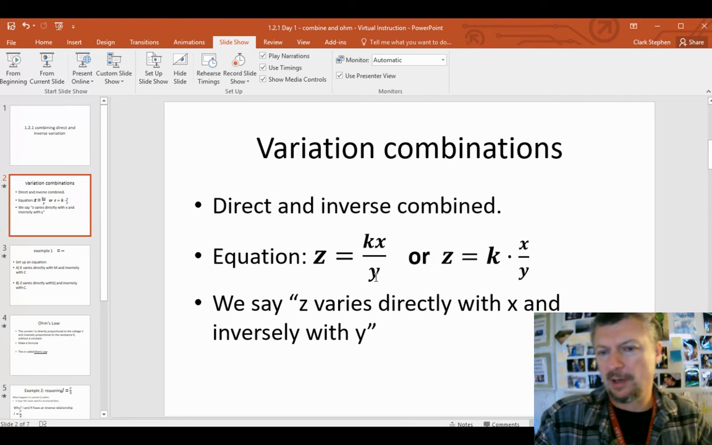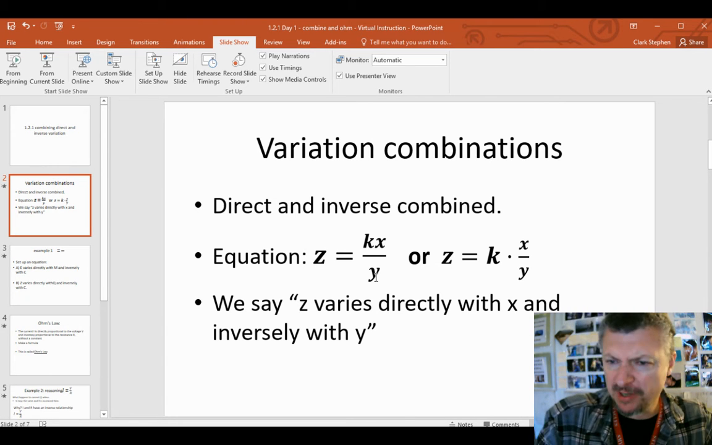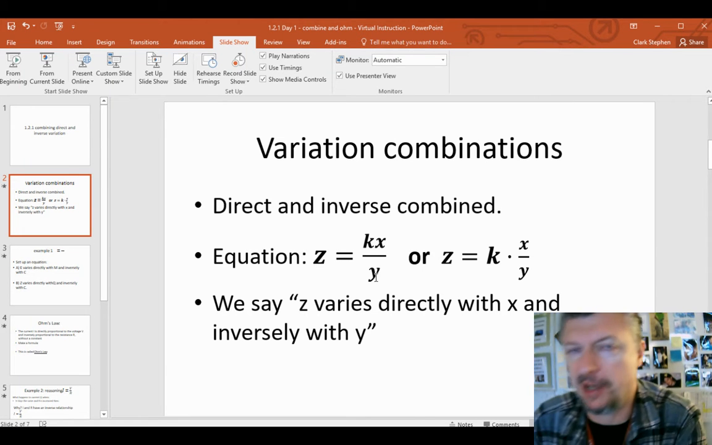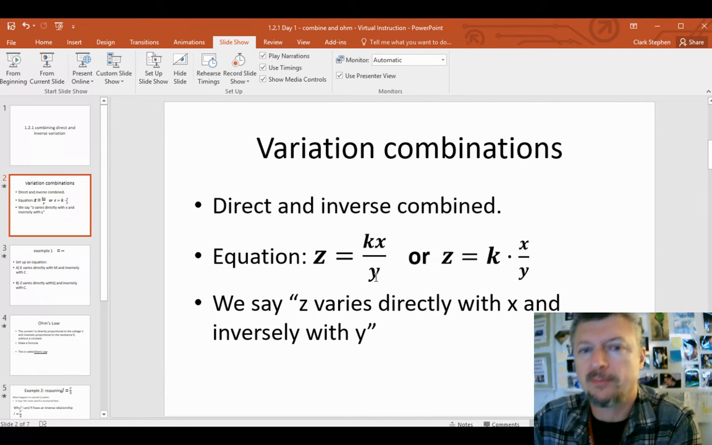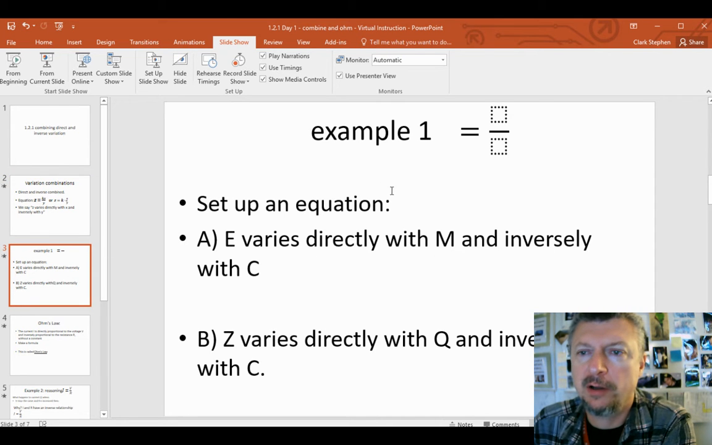Now I wrote that equation two ways. Sometimes you see k on top of the fraction. Sometimes you see it out in front of the x over y. All right. So here are some examples.